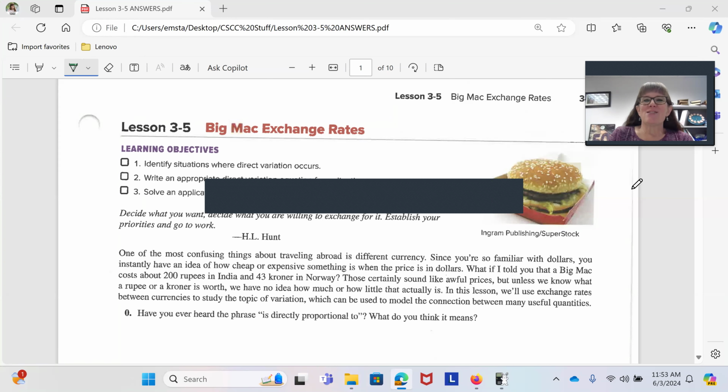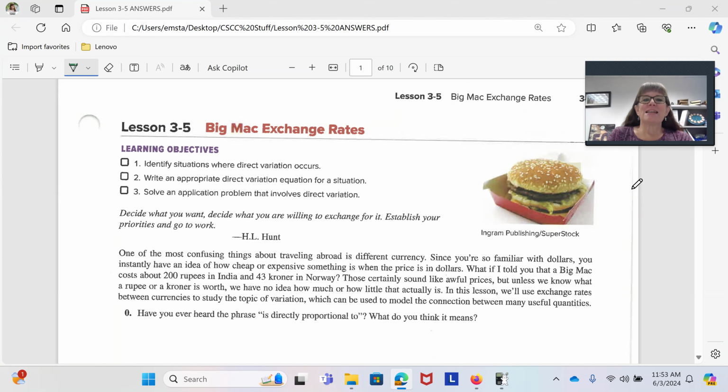Hello and welcome to lesson 3.5. This lesson is titled Big Mac Exchange Rates, and we're going to be learning about direct variation and proportions. It can be found on page 343 of your textbook.